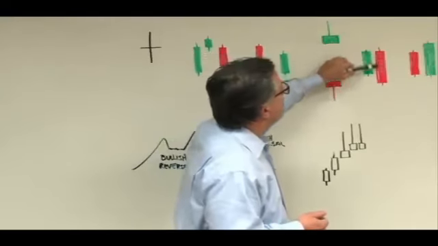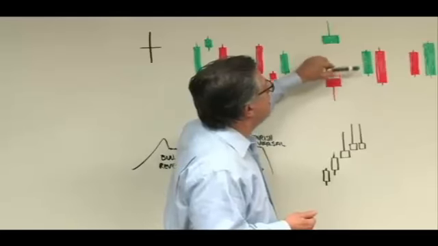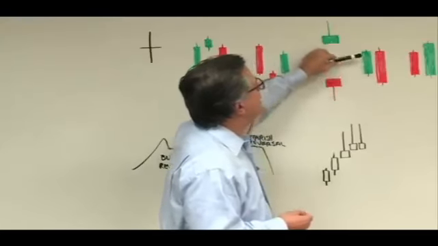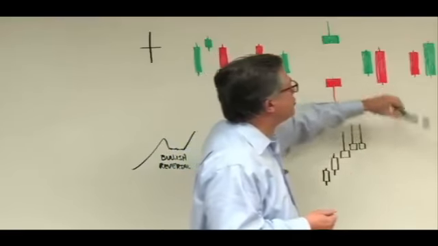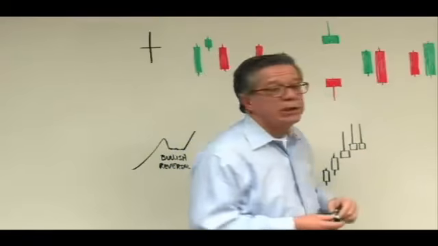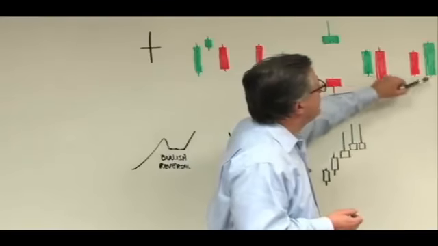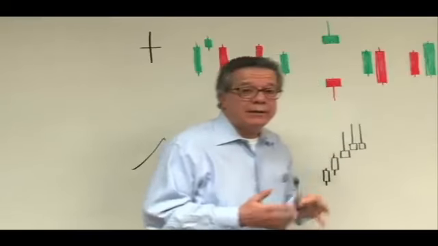This is a bearish engulfing candle, the red one, the downside candle completely engulfing the green candle, indicating a potential move to the downside. And then we have a bullish engulfing candlestick pattern, indicating a potential move to the upside.